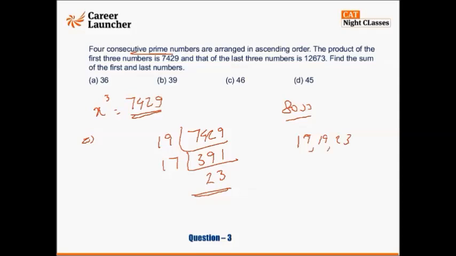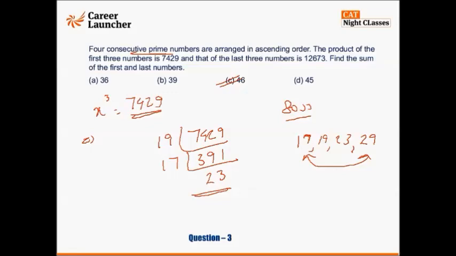They said that the product of the first three numbers is 7429. If the first three numbers are 17, 19 and 23, what would the fourth number be? 29, absolutely. Because there were four consecutive prime numbers. So the sum is 17 plus 29, which is 46. Is that clear?